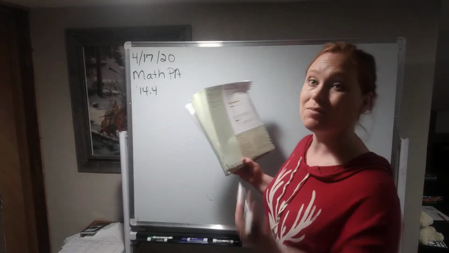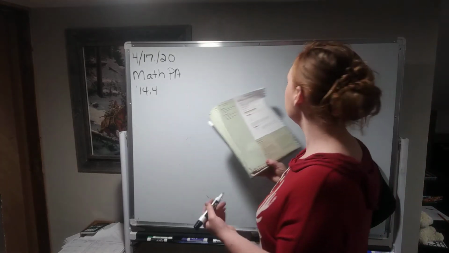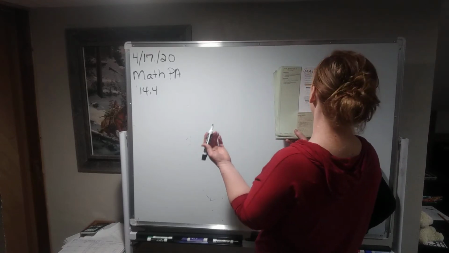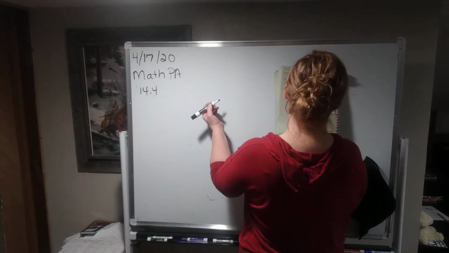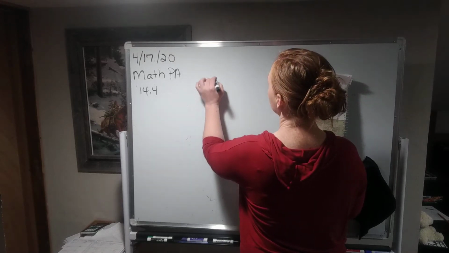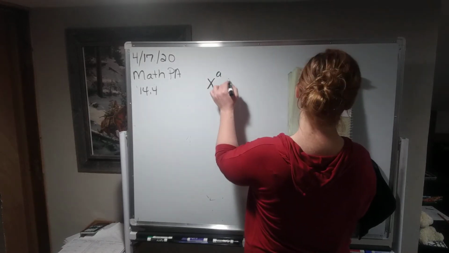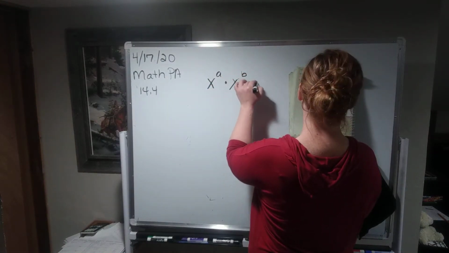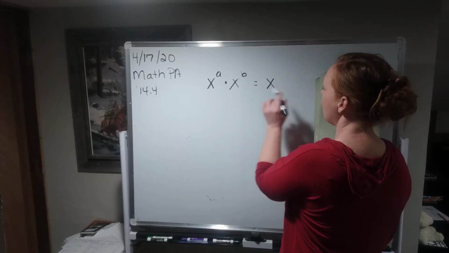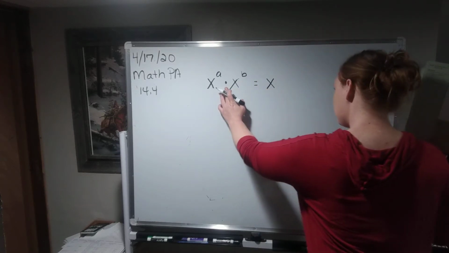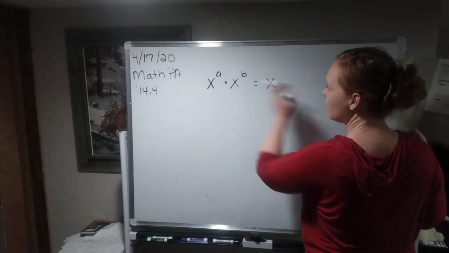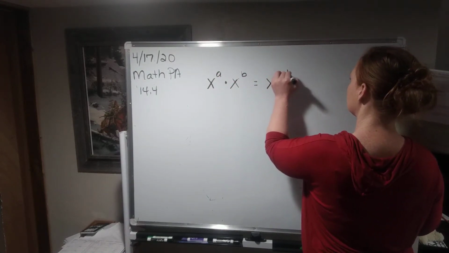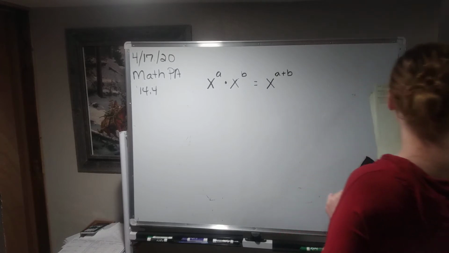Today we're going to be multiplying. We've been adding and subtracting so far, and today we're going to add in multiplying. So we need a rule. Anytime that I multiply variables with exponents, I'm going to add the exponents. It'll look something like this.